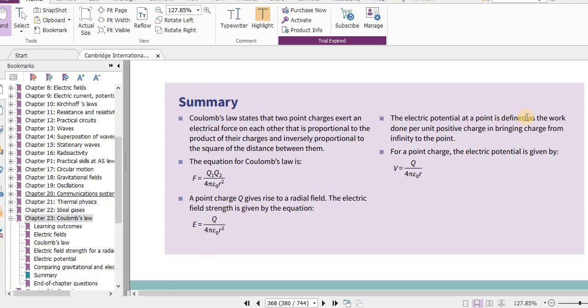The electric potential at a point is defined as the work done per unit positive charge in bringing charge from infinity to that point. So this is the definition of electric potential. For a point charge, the electric potential is given by this. So you have the electric field strength with this, then you have the electric potential. Now note the difference: here you have r squared, here you have r, V here, E there.